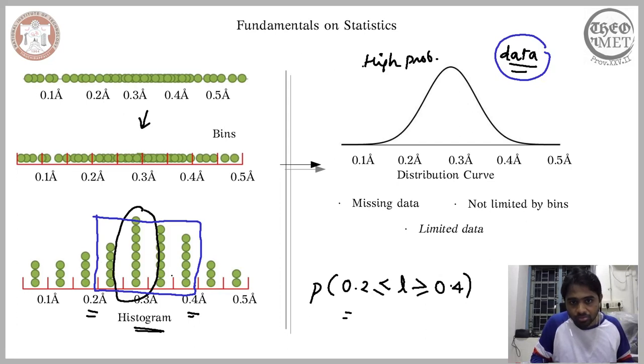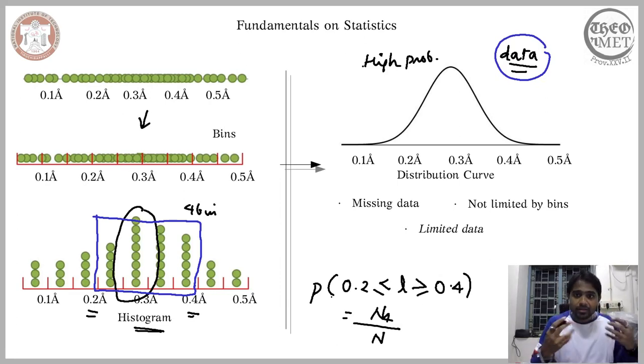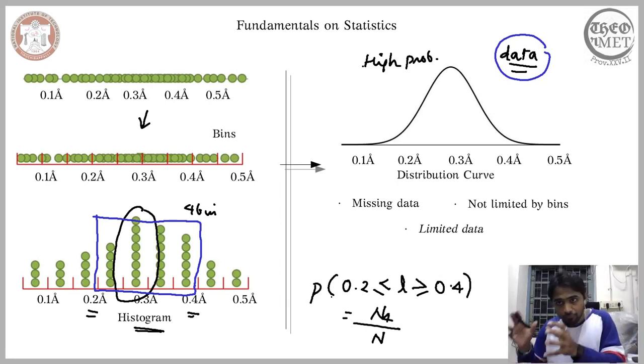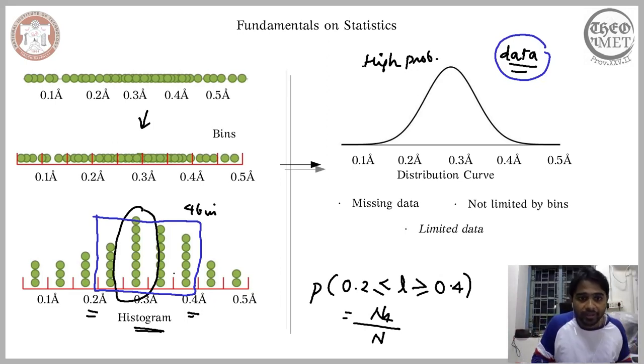So there are 1, 2, 3, 4 different bins. So you sum up all the population in the 4 different bins. Let us refer to that as n4, and you divide it by the entire population, that is n. This would give us the probability of the lattice parameter of the newly developed alloy falling into these densely populated bins. So that is given by this expression here.